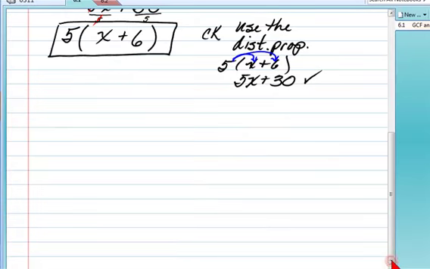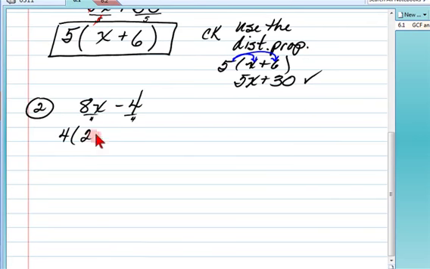So let's do a couple more that are like this. Number 2. What if I have 8x minus 4? What's the greatest common factor of each term of this binomial? 4. So if I factor the 4 out, and if you want to, you can write it down that you're dividing by it. 4 goes into 8x, 2x times. Well, what do I put over here? What should I do? I have 4 over 4. That's 1, yes. So that's where you want to be careful.